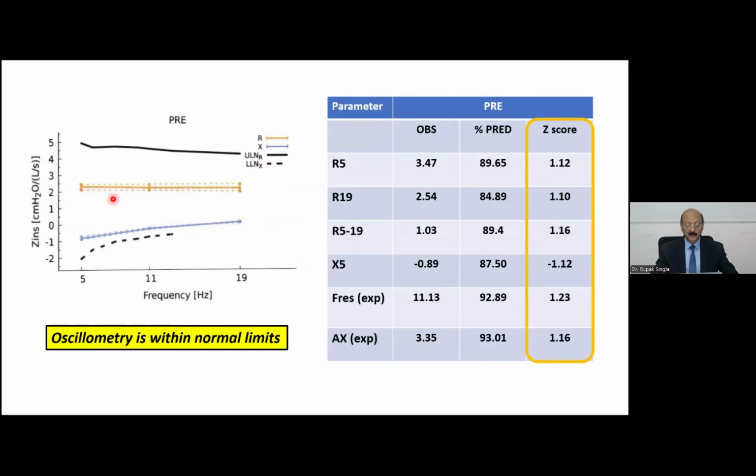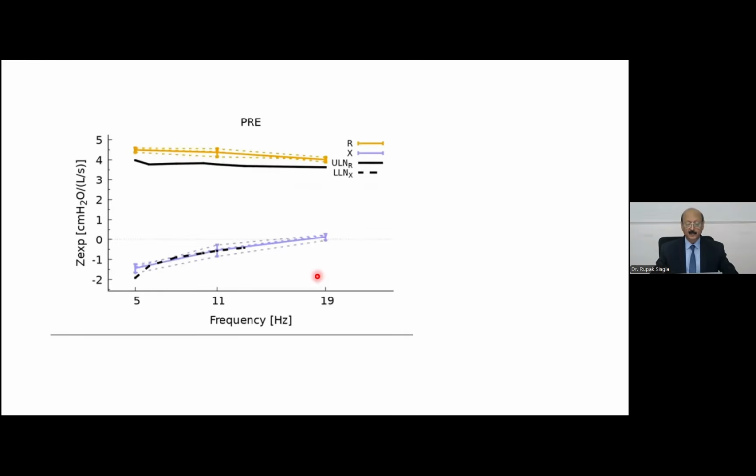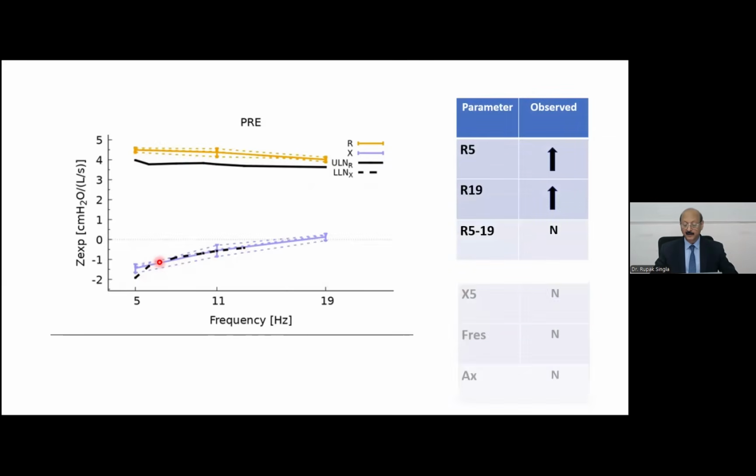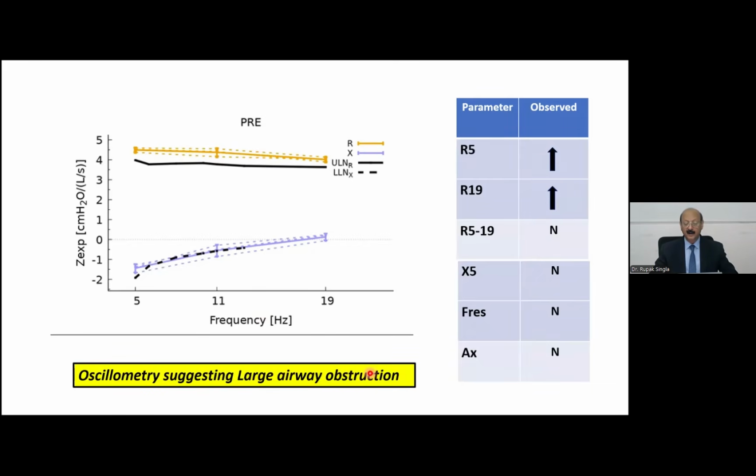And if you look at the graph carefully, you may not even need to see the values. Now in this graph, what you are noticing, R5 is increased, R19 is also increased, but R5 minus R19 is within the normal range, and reactance is just overlying the black line, which is normal. So that means X5 will be normal, FRS will be normal, and area of reactance will be normal. So that's what we are seeing here. And this will indicate, as we have discussed, large airway obstruction.